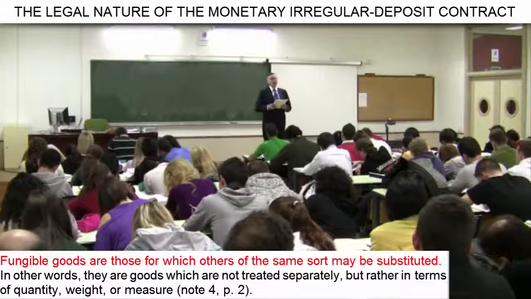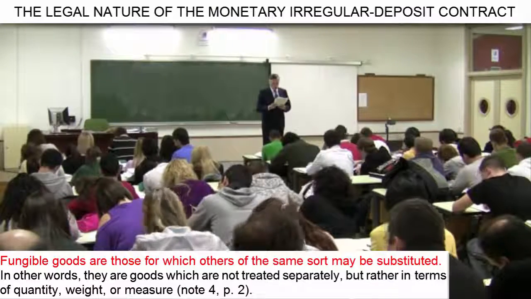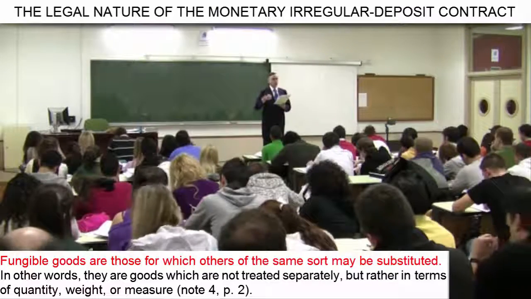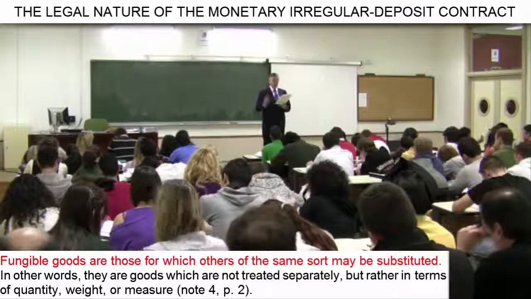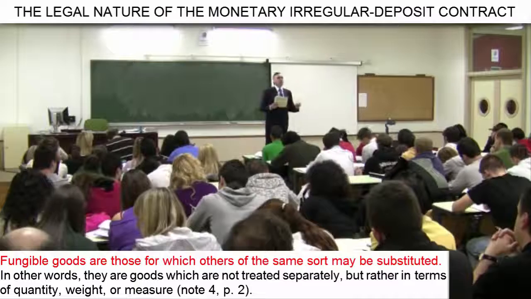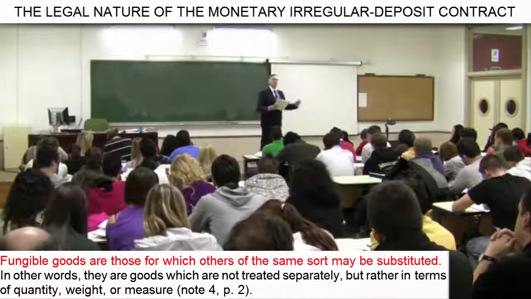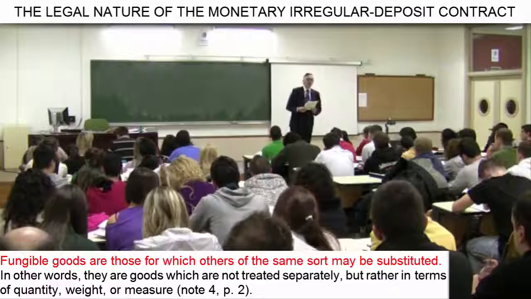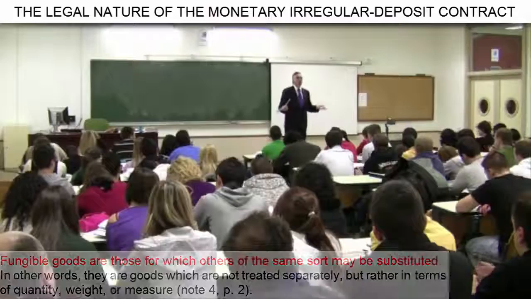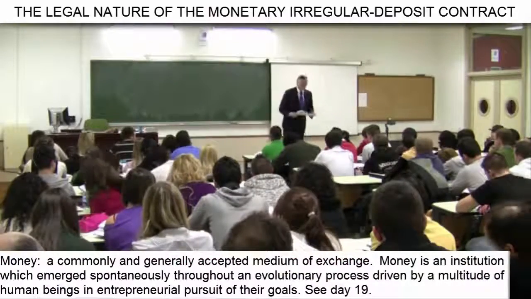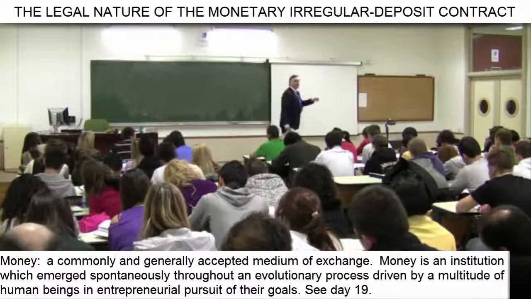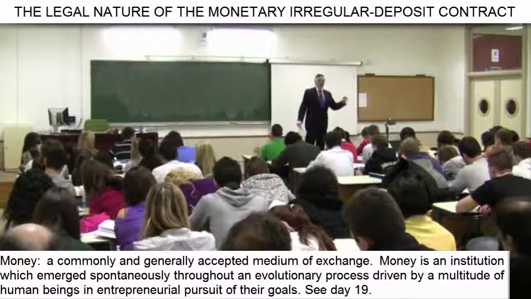And I repeat, unlike specific items, fungible goods are goods for which others of the same sort may be substituted. And we treat fungible goods in terms of quantity, weight, measure and quality. We can all identify the difference between a specific thing, like a car, and a fungible good, like a litre of oil, or 100 pounds of wheat. The good which is fungible, by its very nature, is money. From now on, we will define money as any commonly and generally accepted medium of exchange.